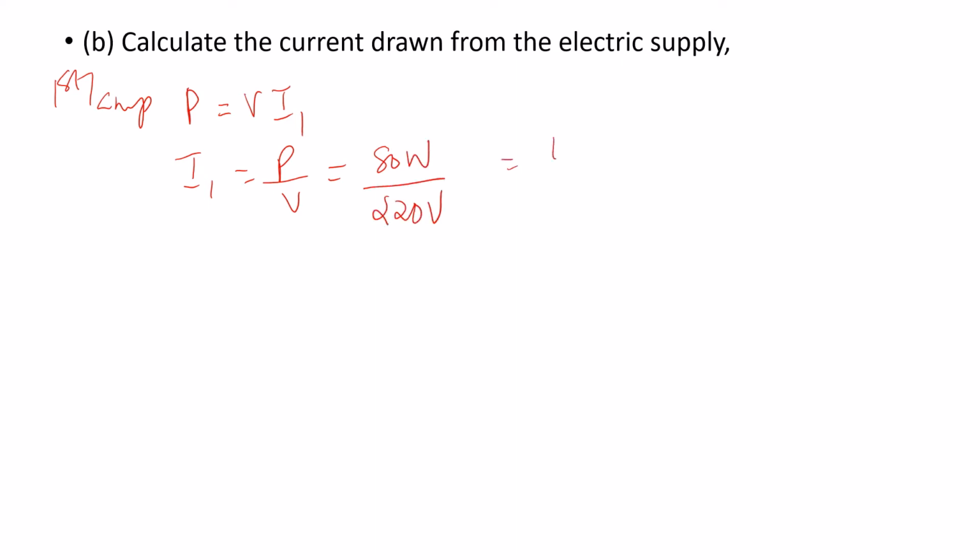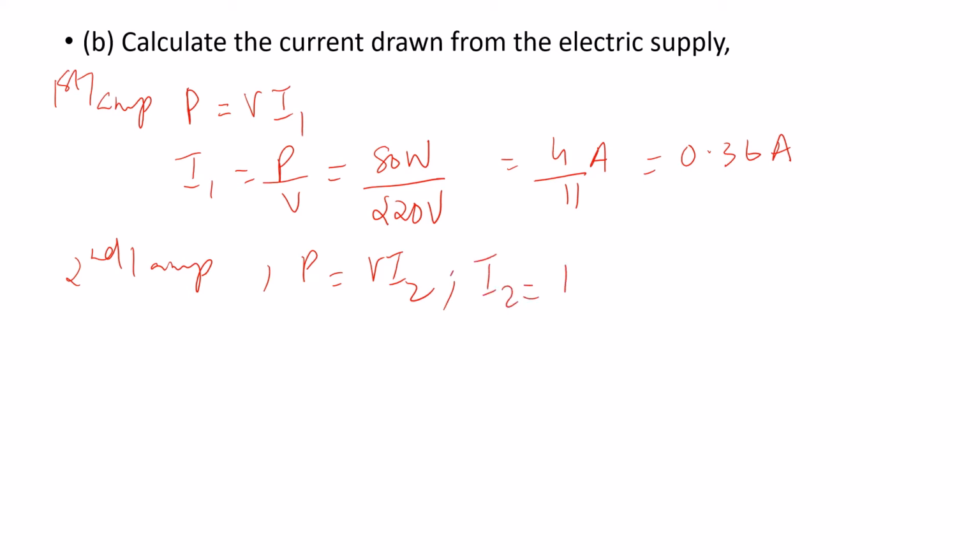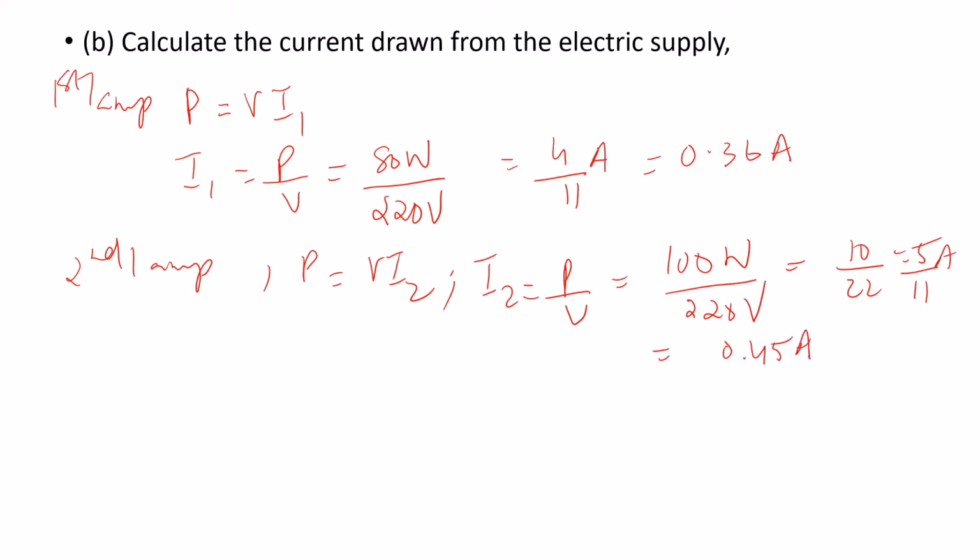So when you cancel, it will be 4 by 11. Current unit is ampere and it will be 0.36 ampere. Similarly, if you take the second lamp, power P equal to V into I2. So I2 will be equal to P by V, and the power is 100 watt and 220 volt. So when you cancel, it will reduce to 10 by 22 or 5 by 11 ampere. And on further simplification, it will be 0.45 ampere.